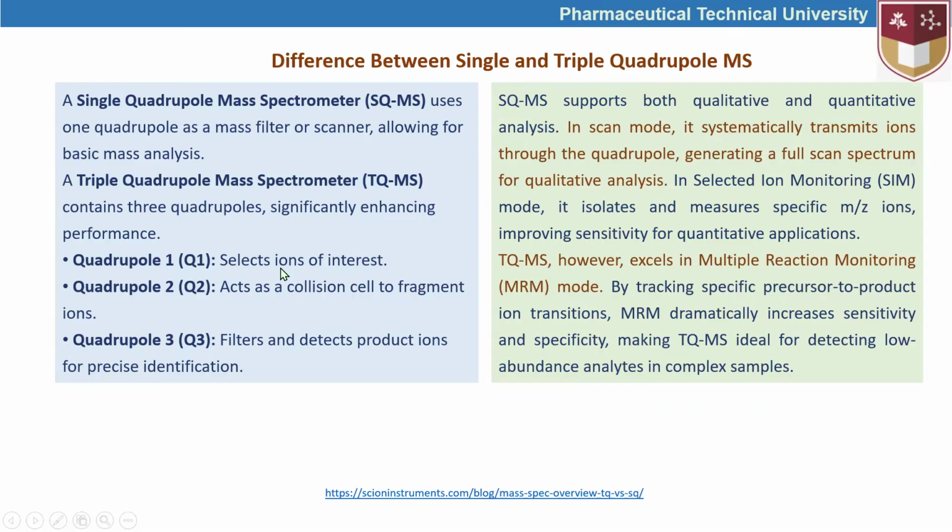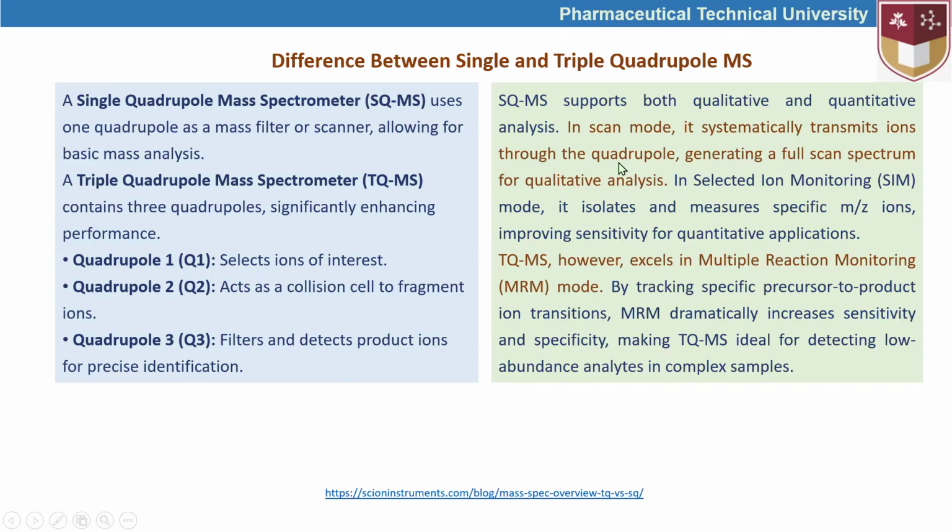The first quadrupole is responsible for selection of ions of interest, and the second one acts as a collision cell to fragment ions, and the third one filters and detects product ions for precise identification. So by the function, we see that the triple quadrupole mass spectrometer is considered advantageous over the single quadrupole mass spectrometer.